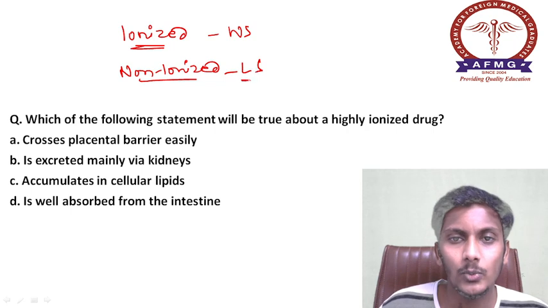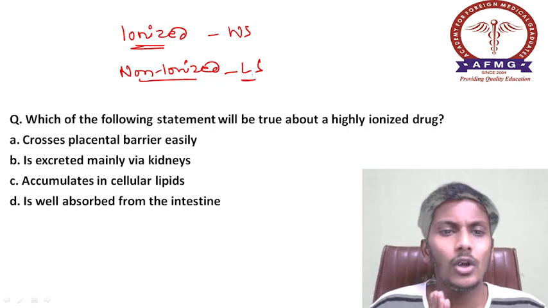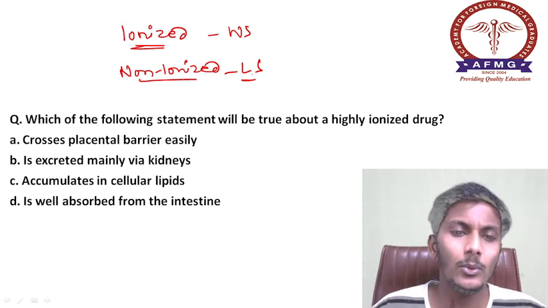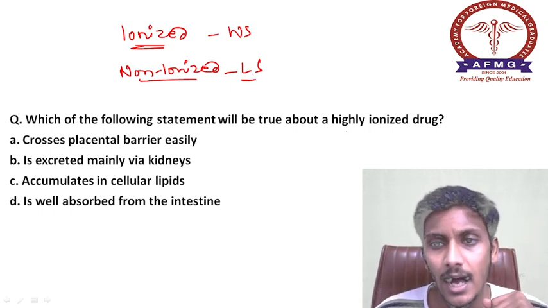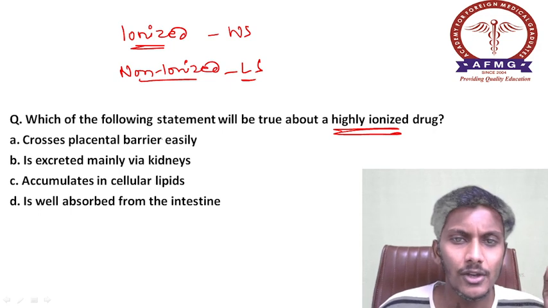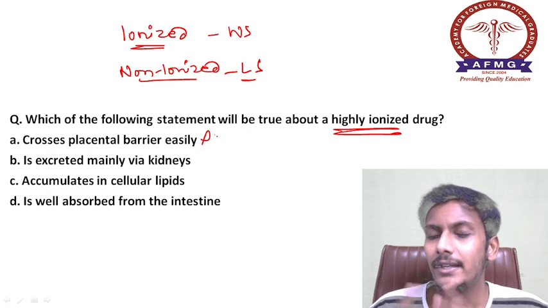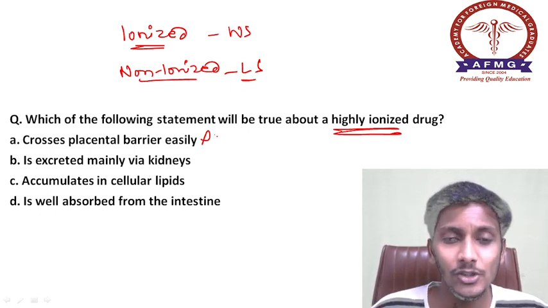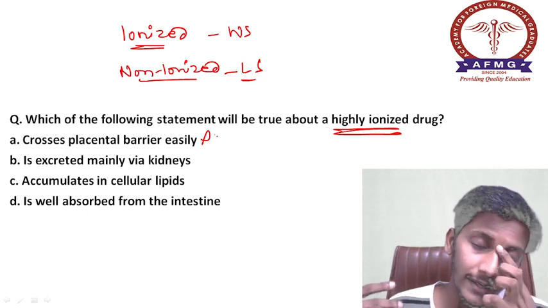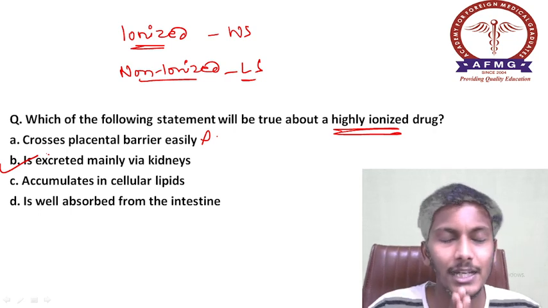So let's see now. Option A, crosses placental barrier easily. So as we all know, placental barriers have a lot of lipid membranes, and for that it would require a lipid soluble drug, which should be non-ionized, and here the drug is highly ionized. So this option is wrong. Moving further, it is excreted mainly via kidneys. It is a highly ionized drug, meaning highly water soluble. Therefore it would be highly excreted by kidneys. Therefore option B is right, that it is excreted mainly by kidneys.